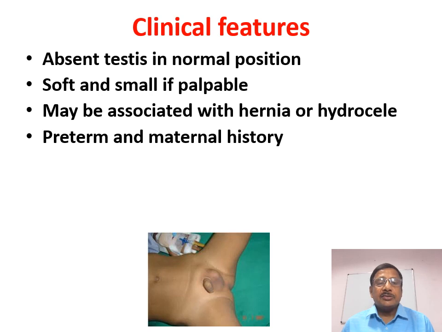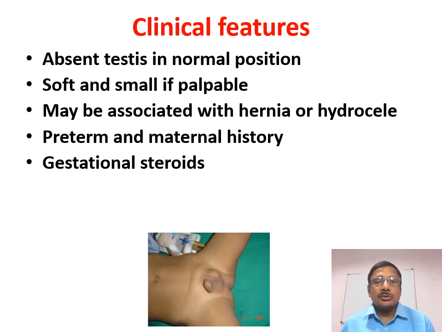Then when you take the history, you will definitely find that the baby was preterm, or during the antenatal period the mother was taking some gestational steroid or some cola drink, or there is a positive family history. All should be taken care of.